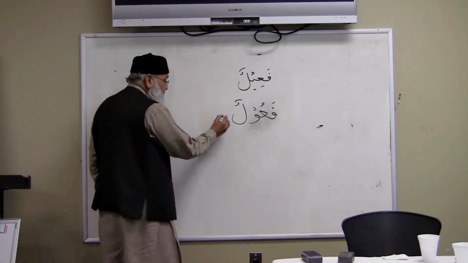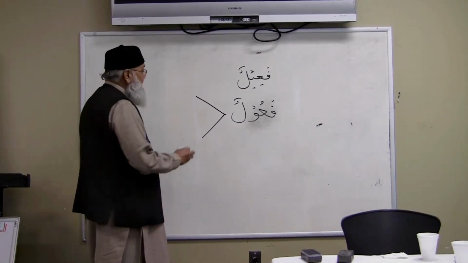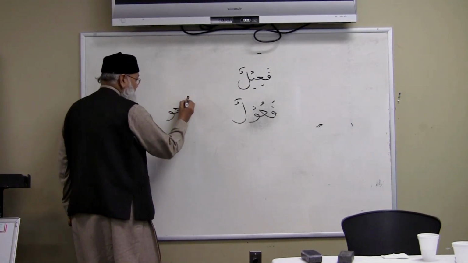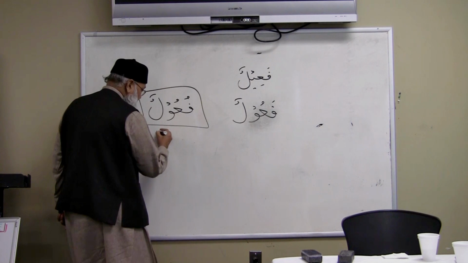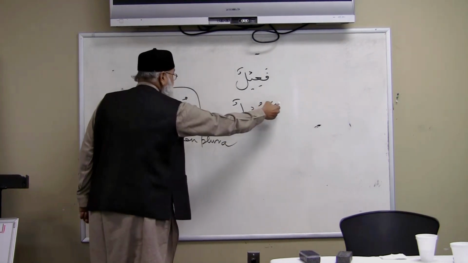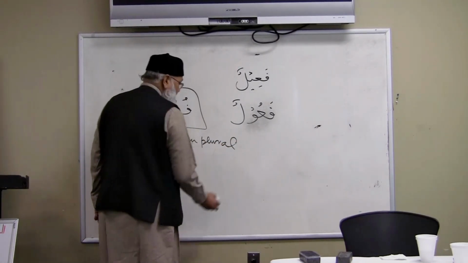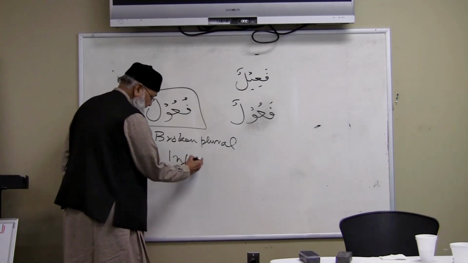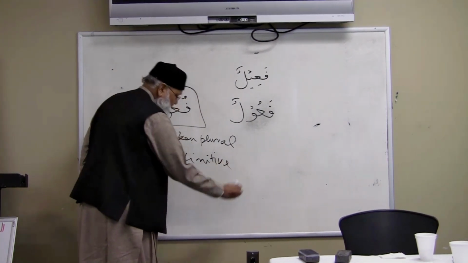Now, this shape fa'ulun has some other things too, but with little difference. There is another shape very close to it, and that is fu'ulun. Fu'ulun, remember, this is with fatha, this is with dhamma. This will either be a broken plural or the infinitive. An infinitive.